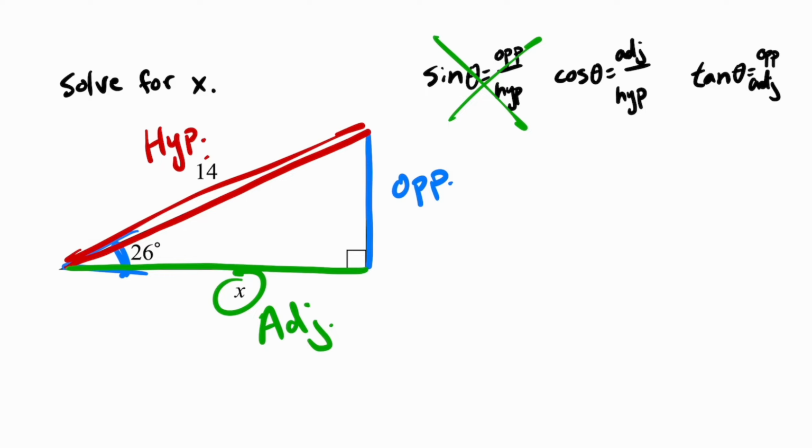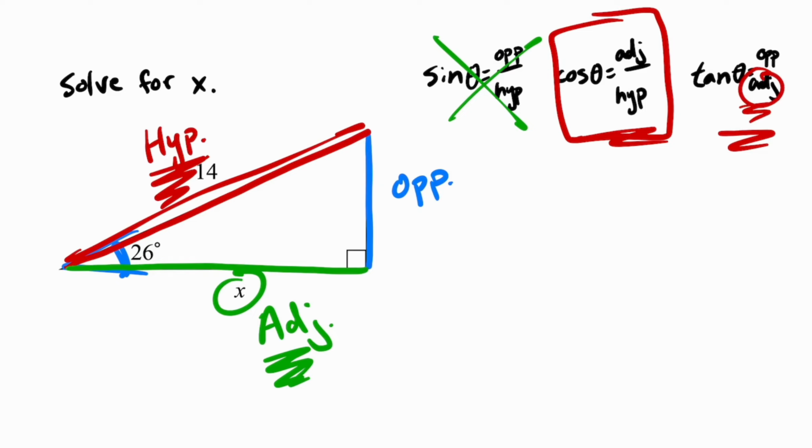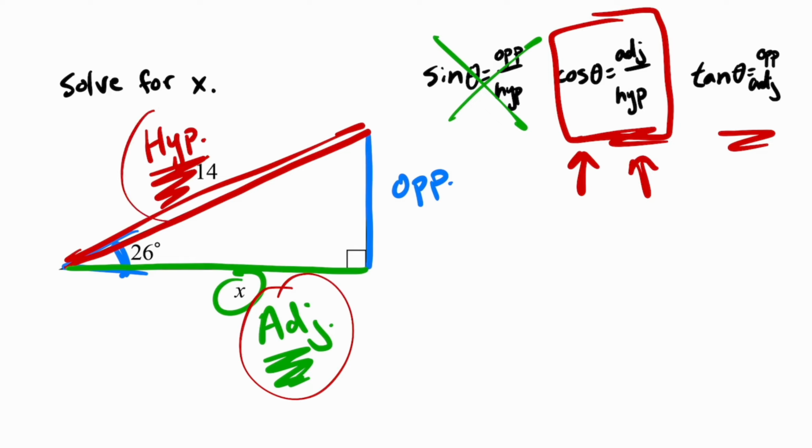So we know that we're choosing an equation that has adjacent in it, and we're also choosing an equation that has hypotenuse in it. So we're looking for one of these that has adjacent and also hypotenuse. So that's cosine, right? Tangent over here, you can see it has adjacent, but it has opposite, not hypotenuse. So it doesn't have both of the sides that we need it to have. So really, cosine is the only trig equation that has both adjacent and hypotenuse. So that's the one that we have to choose.